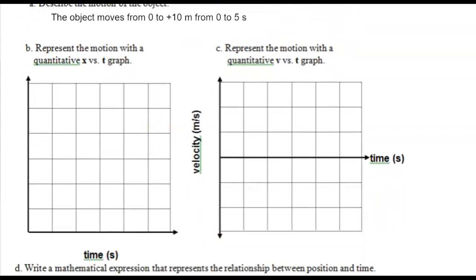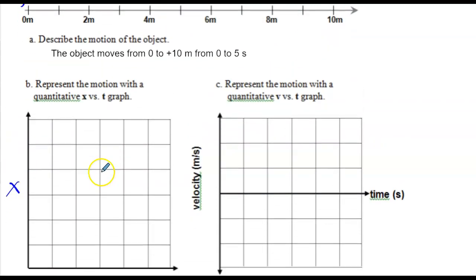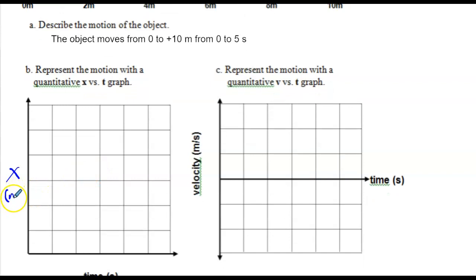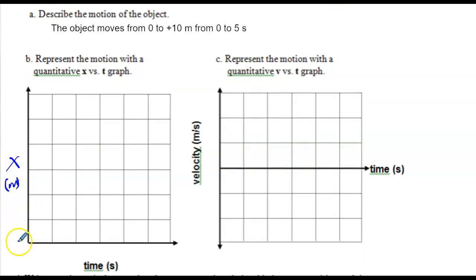So I'm going to make some axes. This is position and time. We need to have a scale that at least goes up to 10 on the position, in meters. So on your graphs, this looks like 0, 2, 4, 6, 8, 10. I'm going to count by twos just so everybody can see it, and you don't have to label all of them as long as you have it equally spaced. And then my time scale, I need to go from 0 seconds to 5: 1, 2, 3, 4, and then 5 seconds.